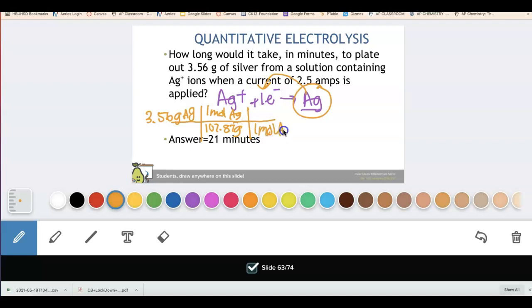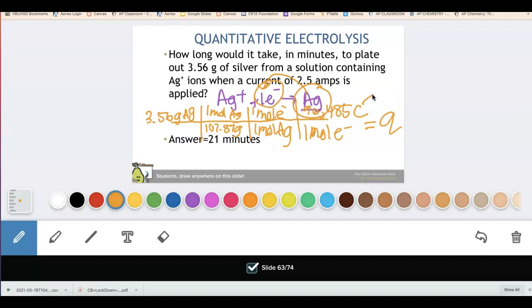Now we're going to work backwards to go to moles of electrons. 1 mole of silver requires 1 mole of electrons. 1 mole of electrons, using Faraday's constant, is 96,485 coulombs. So look, that is charge. This will get us Q, which is coulombs or charge.